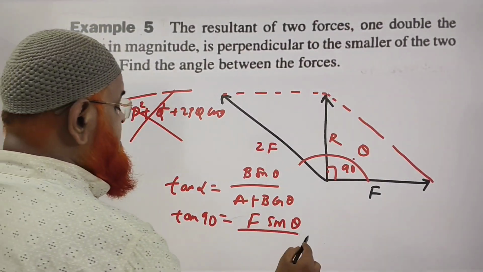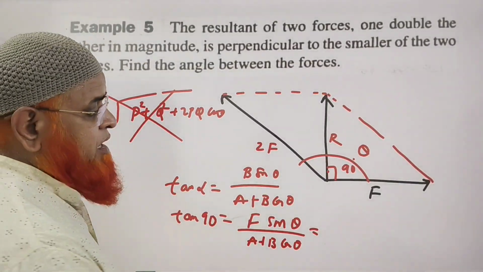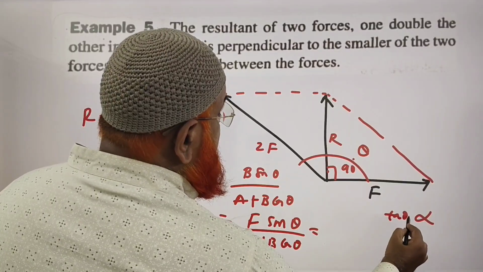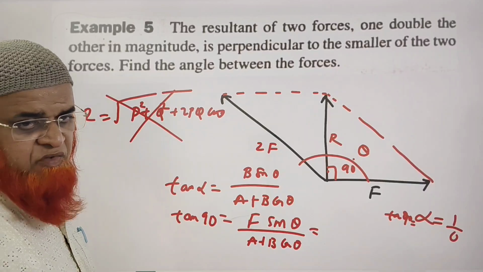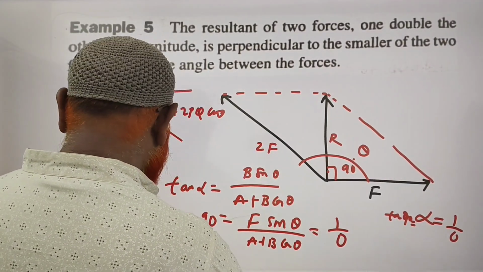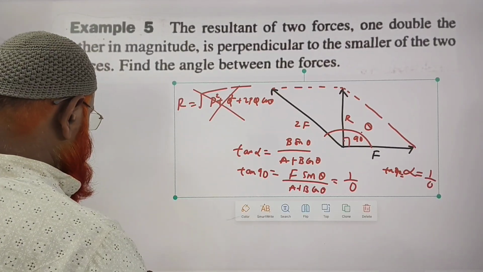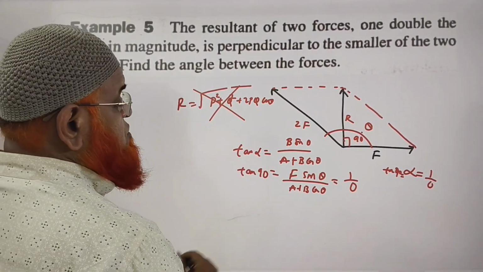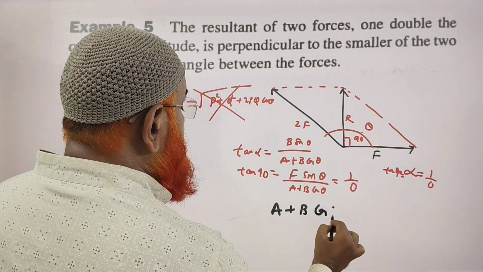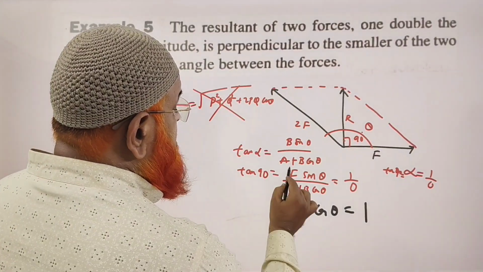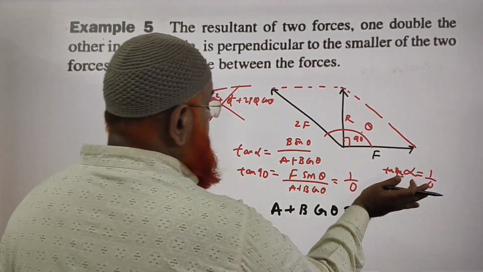So F sin theta by A plus B cos theta, and tan 90 is nothing but infinity. Tan 90 is nothing but infinity, and this can be taken as 1 by 0. 1 by 0 is nothing but infinity. So if you take 1 by 0, then your work will become very easy to solve this problem. So what is your work now? If you cross multiply, what is left? A plus B cos theta is equal to 0. In the multiplication, the other side becomes 0. Only these two will be left.